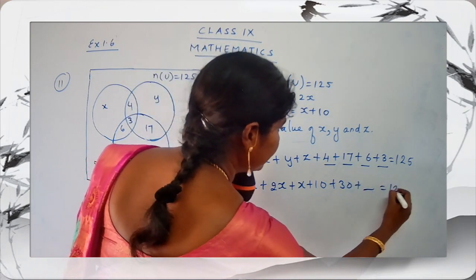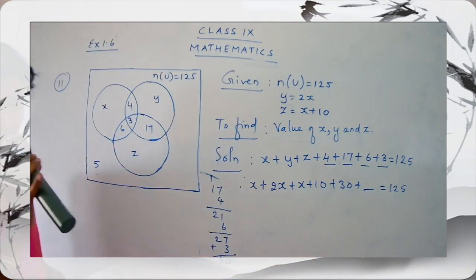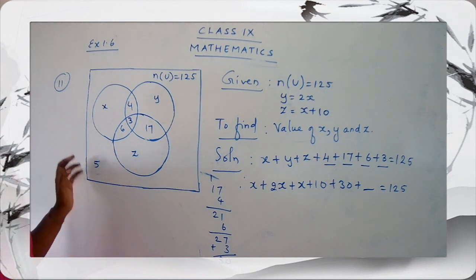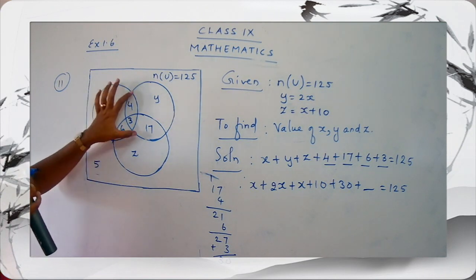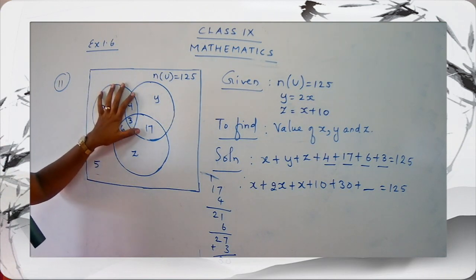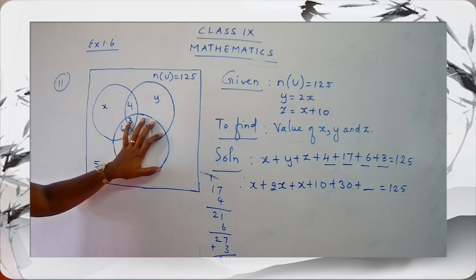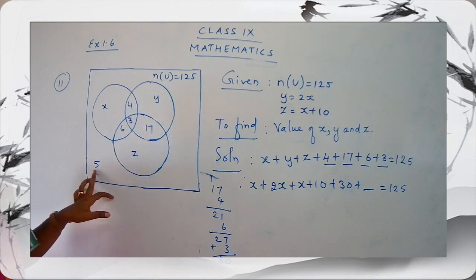One more thing is there that you are going to find out. Tell me, what is the thing that we have missed out? I told you that the universal set is a set which combines all the members. All the members. So here I focused on this set. We took the members of this set, and we took the members of this set. But one thing was left out. What was it? Yes, 5 was left out.